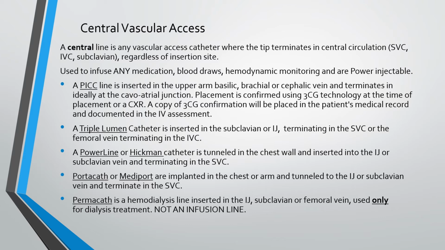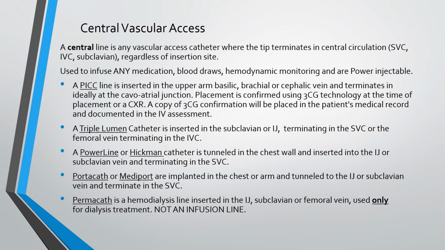A power line or Hickman is a tunneled catheter that's tunneled through the chest wall and inserted into the IJ or subclavian vein terminating in the SVC or cavo-atrial junction. A portacath or mediport are implanted in the chest wall or in the arm and tunneled into the IJ or subclavian vein and also terminating in the SVC.